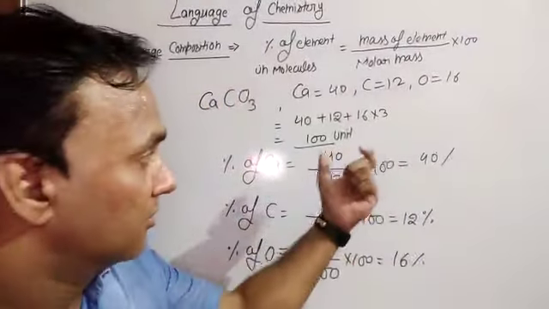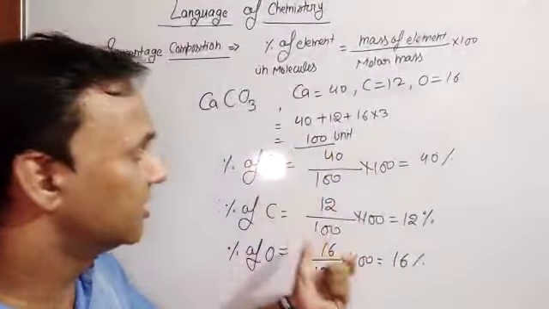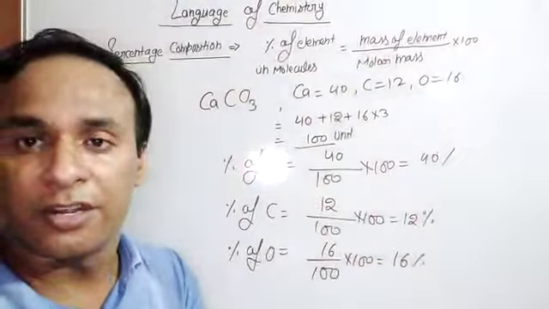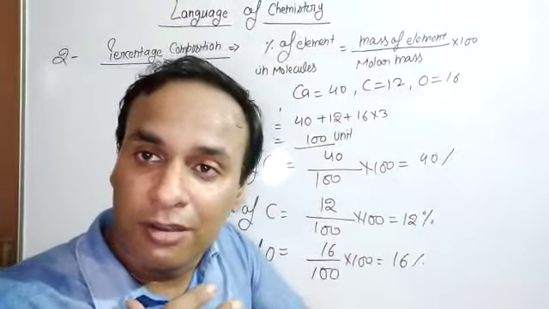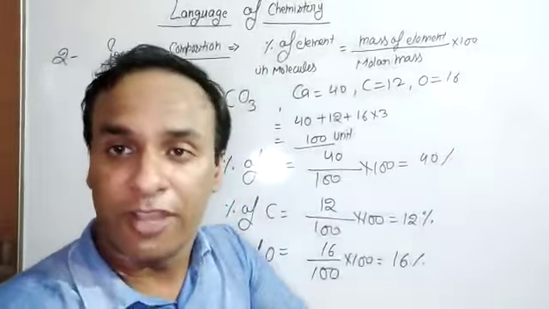If we add the percentages of these elements, it is equal to 100, which shows the chemical composition and mass percent of elements.